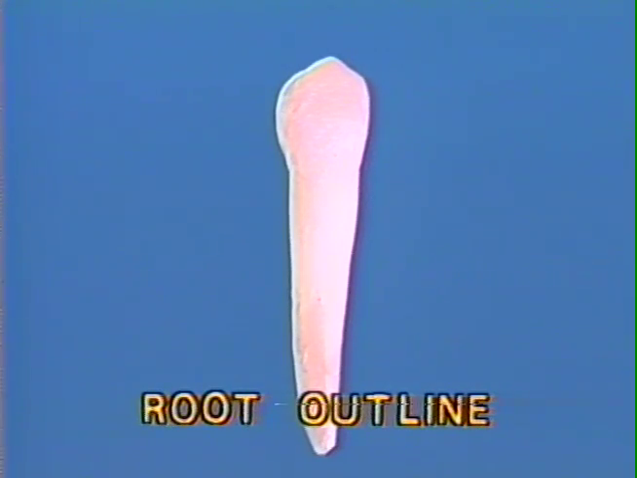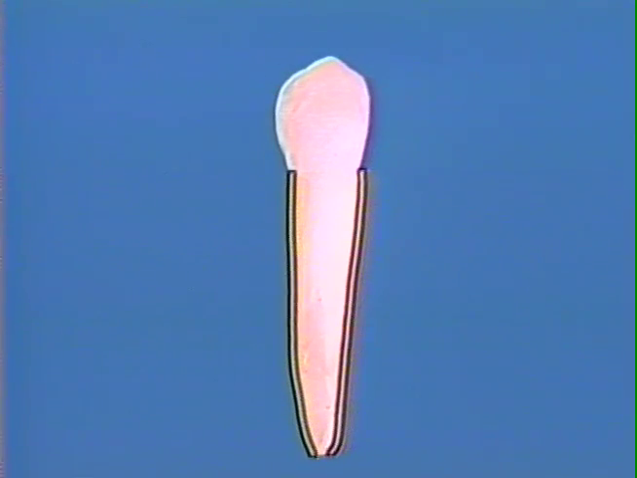Root outline. The root of the mandibular canine is the longest in the mandibular arch. The root tapers uniformly to a relatively sharp apex. The mesial outline of the root is nearly straight with the mesial outline of the crown, which is a helpful distinguishing characteristic.